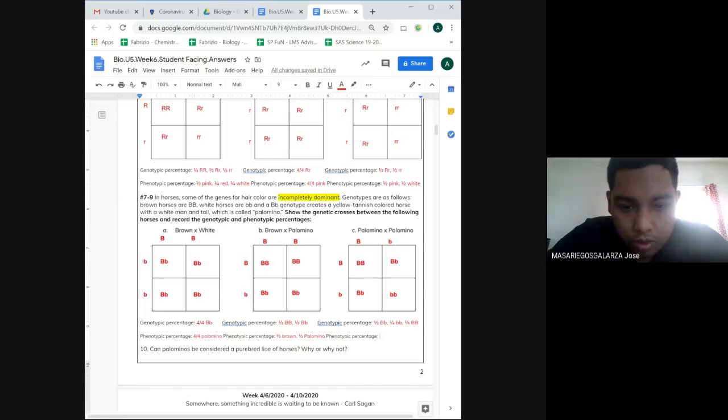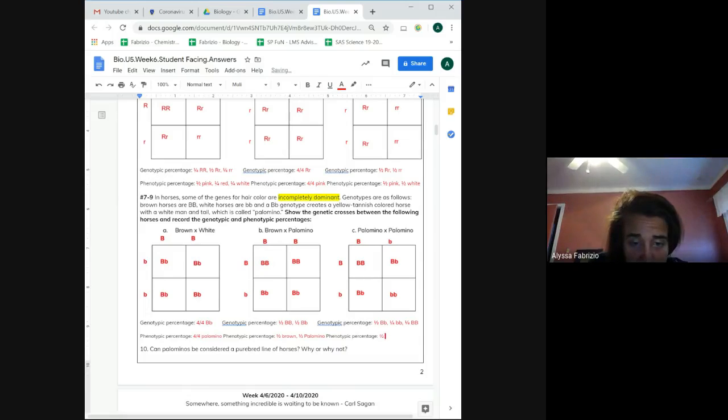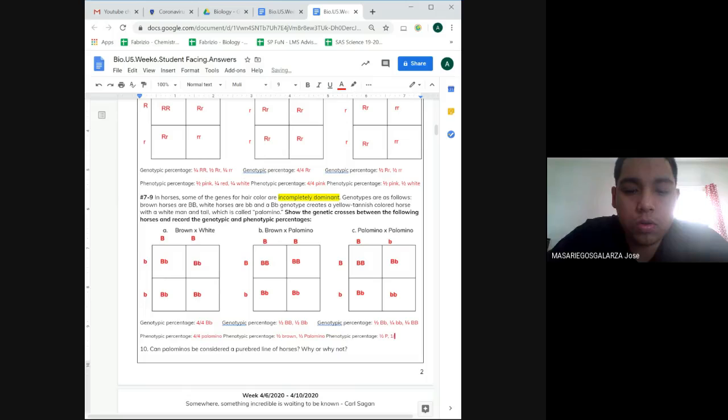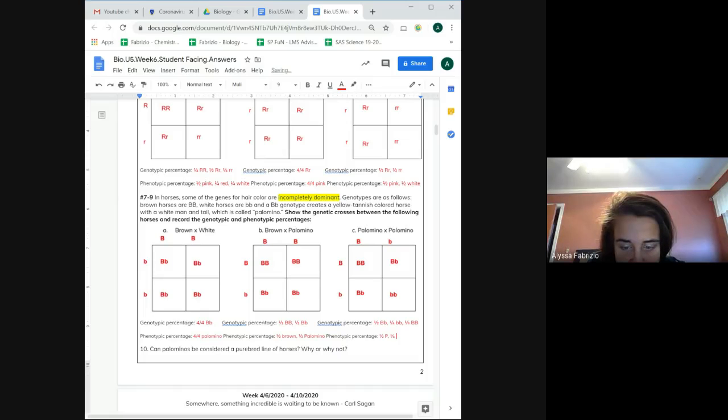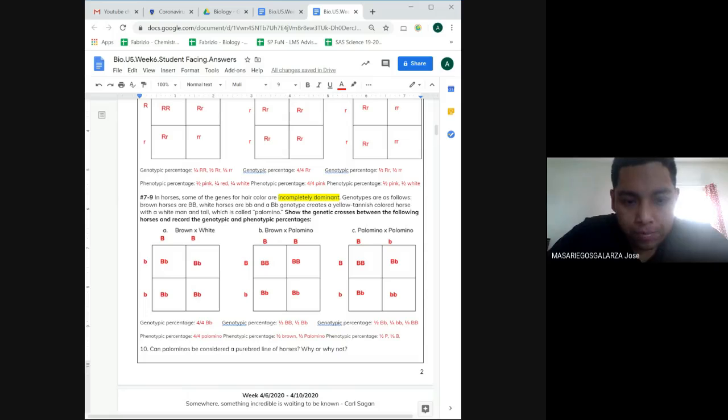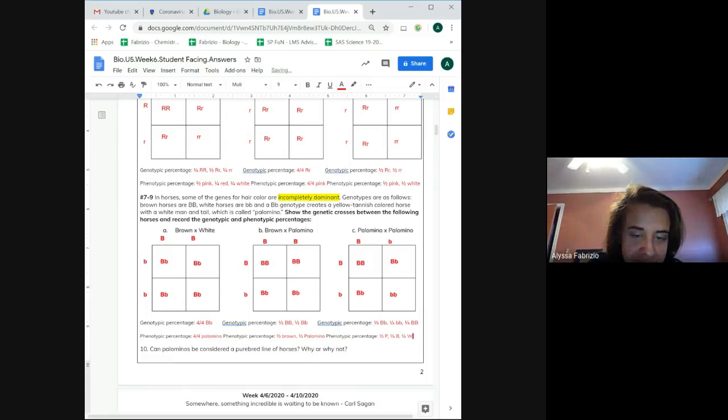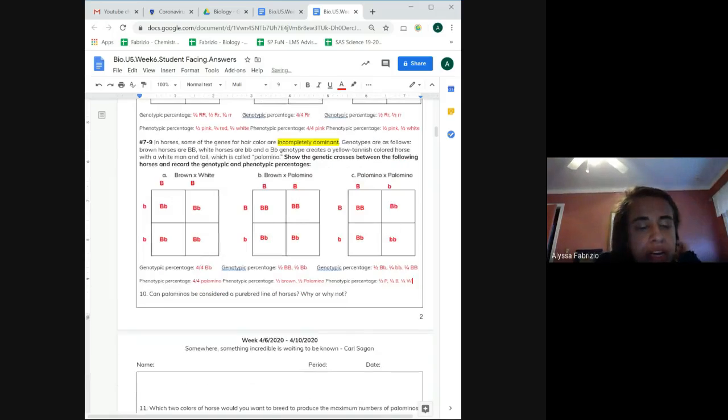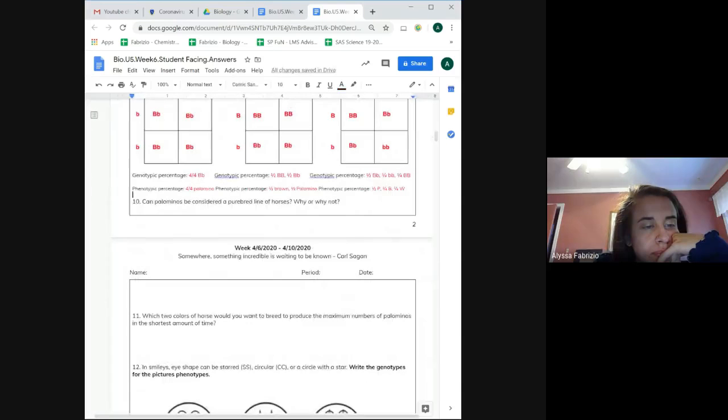I know 50% is gonna be Palomino. Okay, very good. So half Palomino. I'm just going to put P for Palomino. Okay, what's the other half? Or what's the other two going to be? 1 out of 4 brown. So I'm going to put B for brown. And then what's the last one? 1 out of 4 white. Very good. Put W for white. Exactly. Very good.